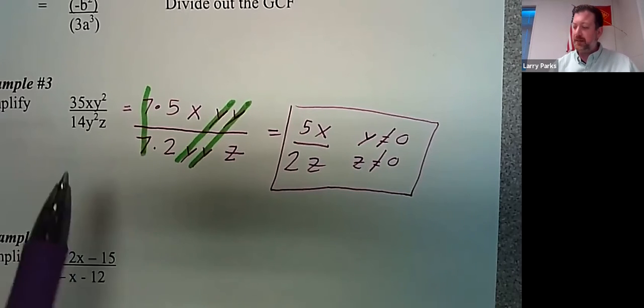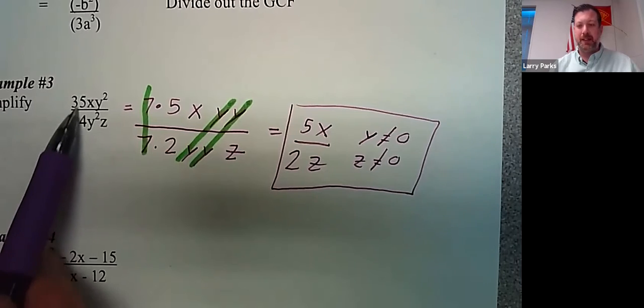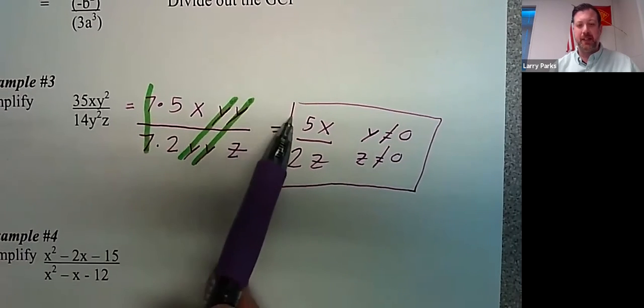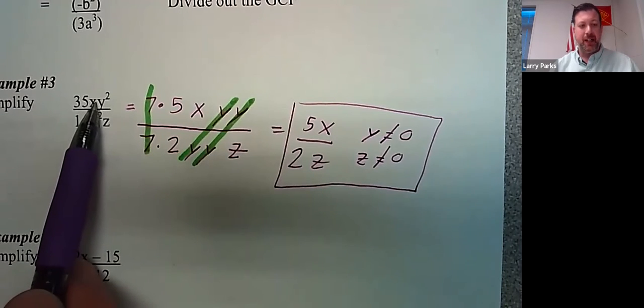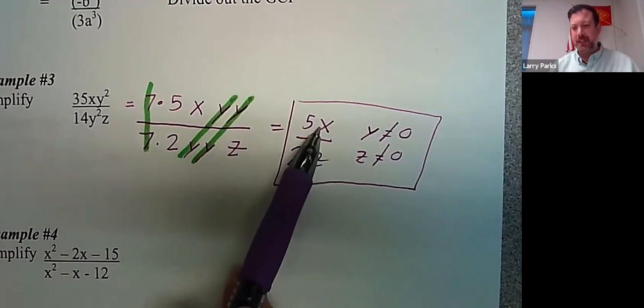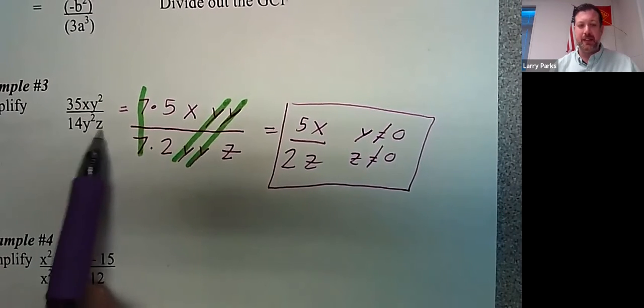Another way to do this is 35 over 14 are both divisible by 7. 35 divided by 7 is 5. 14 divided by 7 is 2. I have X, no other X's, so of course that's going to stay an X. I have y squared and y squared, those cancel, and then I have a z left over.